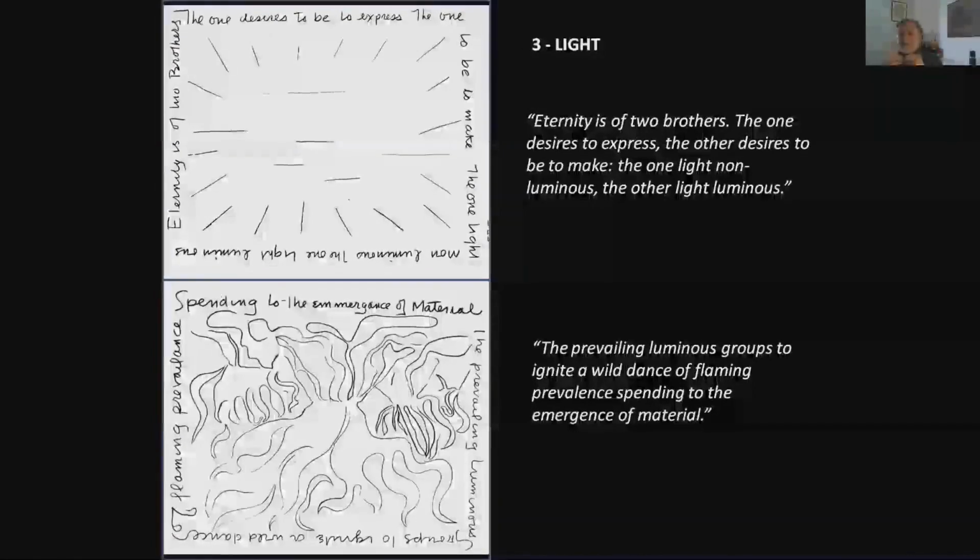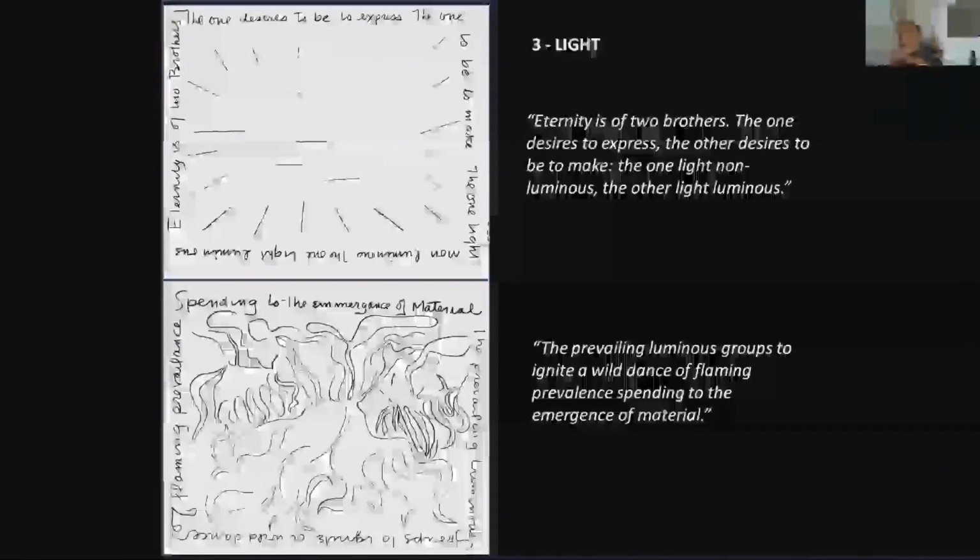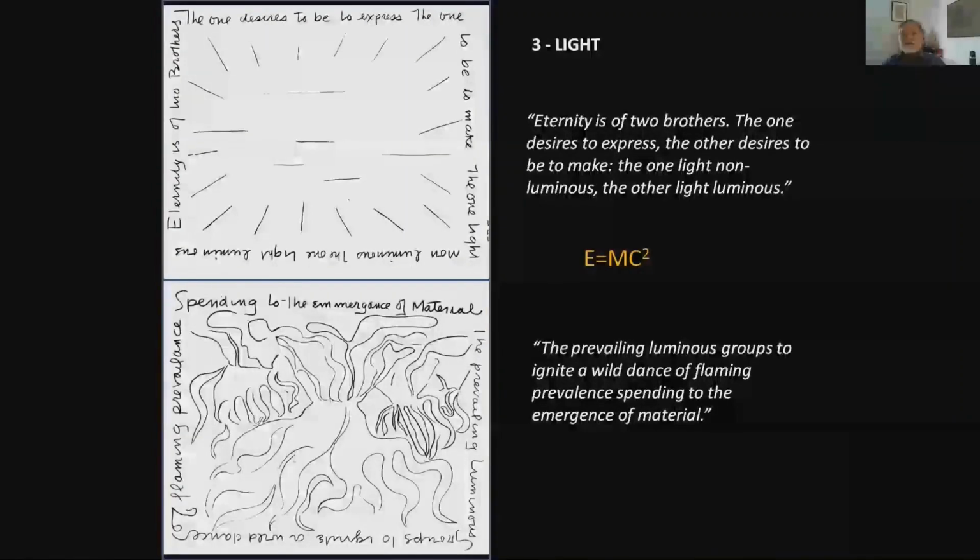And then the second one says, the prevailing luminous groups to ignite a wild dance of flaming prevalence. That means that he's talking about how that light and the material of architecture are one and the same. One becomes the other over a period of time when conditions are right. We all are aware of this famous equation by Einstein, E equals mc square. I believe these two men, more or less contemporaneous, were thinking the same thing.